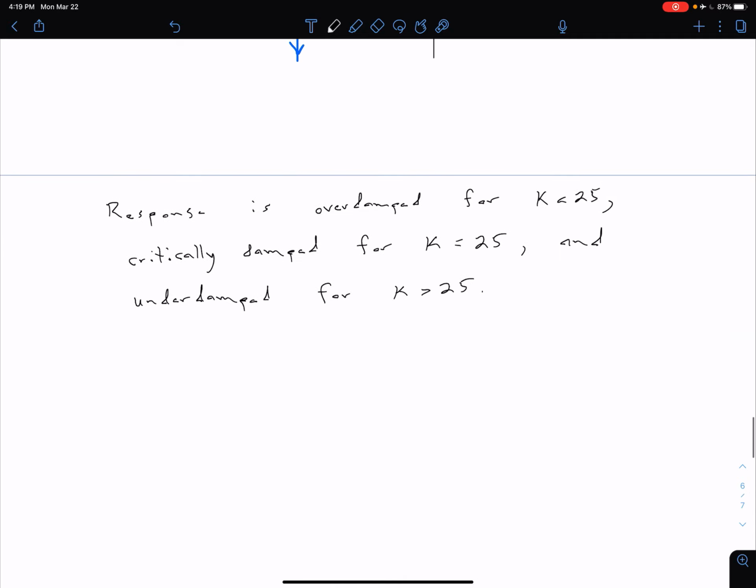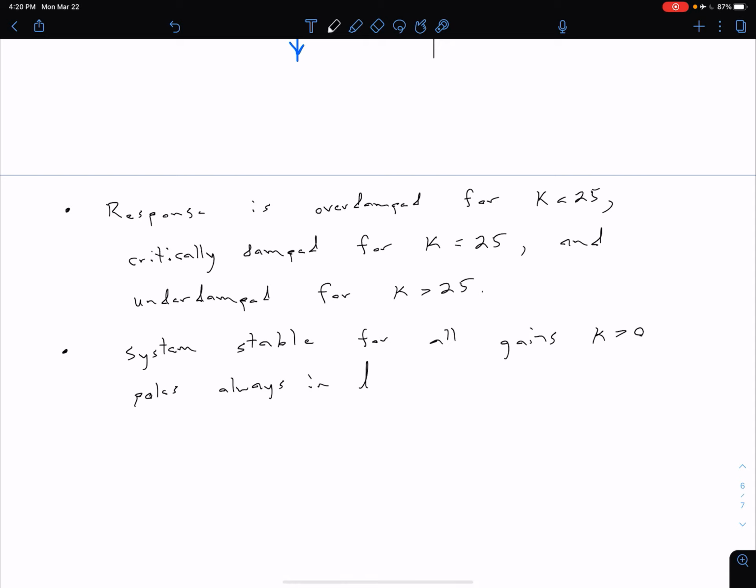Another important thing that we can see is that our system is going to be stable for all gains. So the system is stable for all gains, k greater than 0. And the reason for that is because our poles are always in the left half plane.